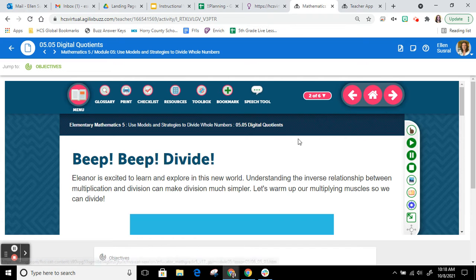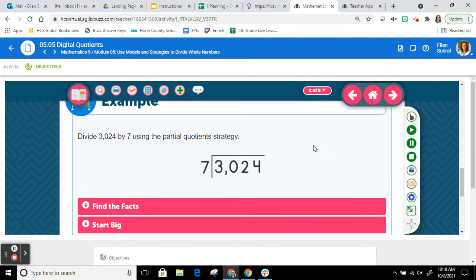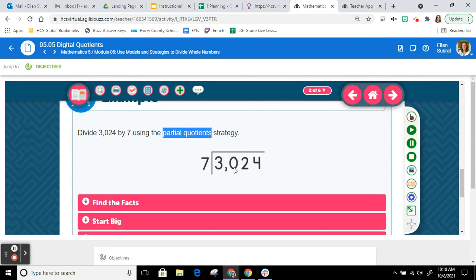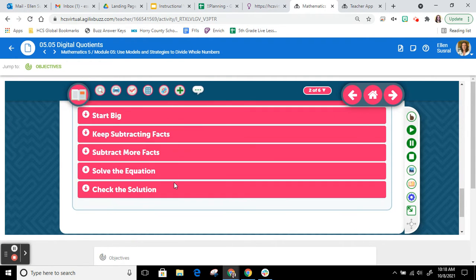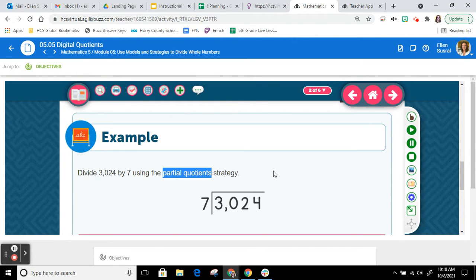So this is a 6-page lesson. The first page just goes over the objectives, what you're going to be learning in the lesson, and then it gets right into examples. Now it starts very simple by doing 3,024 divided by 7 using partial quotients. Now it's going to walk you through this first example, all the different steps that you need to follow. Make sure you start with this one because you want to make sure you understand this first example in order to do the other examples on pages 3 and 4.